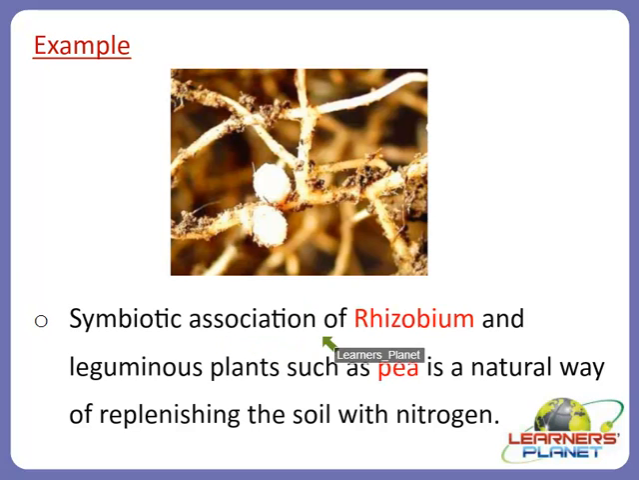The symbiotic association of rhizobium and leguminous plants such as pea is a natural way of replenishing the soil with nitrogen. So this is one such example of a symbiotic association, that is rhizobium and pea, which we discussed. It is the best example to explain the mechanism of replenishing the soil with nitrogen. Now let us see what methods can be applied.